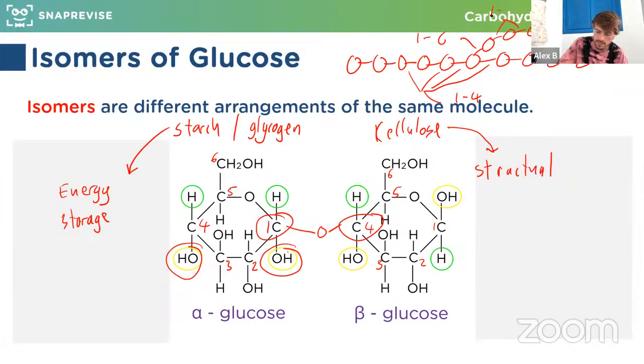Oh, I'm going into the video screen, aren't I? Yeah, maybe let's do it here. So this would be a branch. The branch is the 1,6, and then these are back to being 1,4 glycosidic bonds.